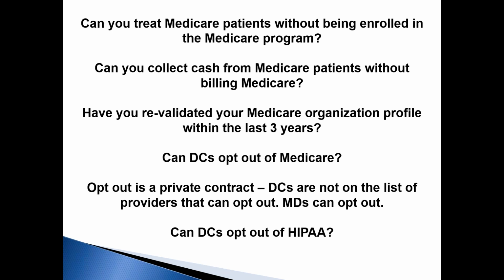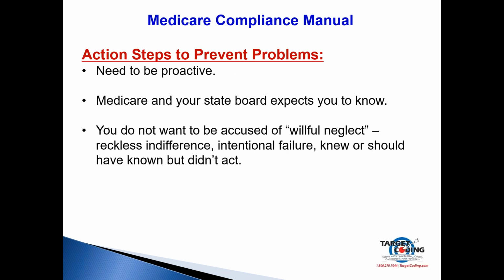Can chiropractors opt out of Medicare? No. Opting out is a private contract. Chiropractors are not on the list of providers that can opt out. Can chiropractors opt out of HIPAA? Absolutely not. It's a federal program. That's mandatory. So let's go through some action steps.